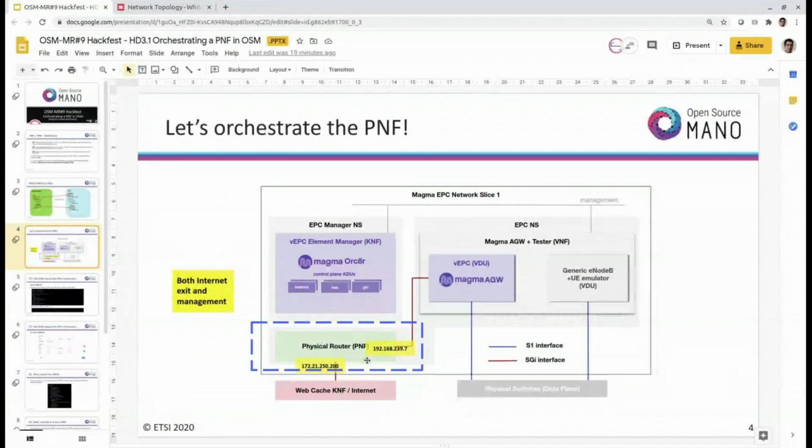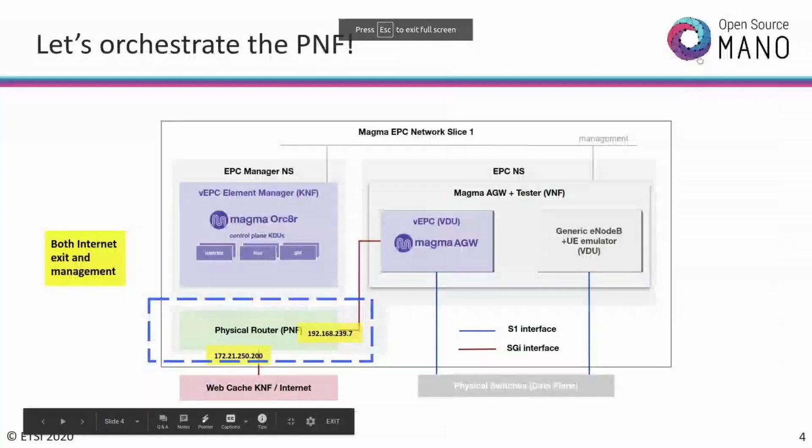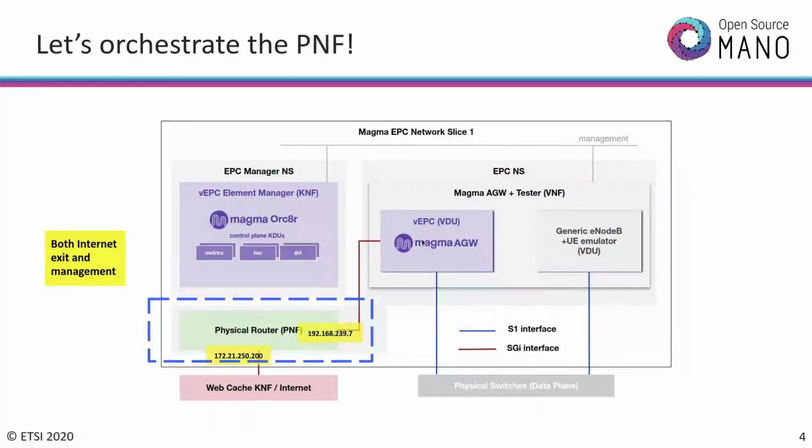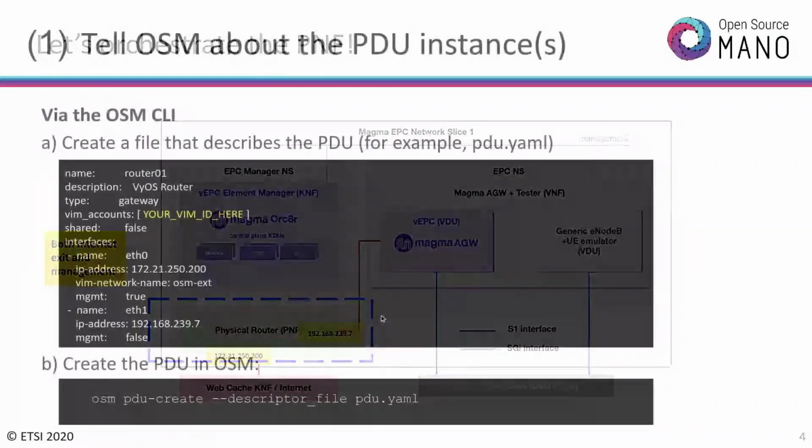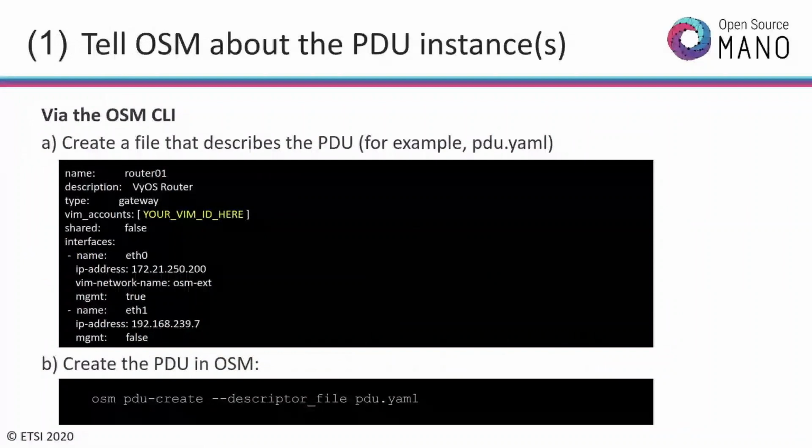You just need to create an instance, a logical representation of this router so that it can be included in your network service. And this Magma VNF and this PNF will build a network service together. So what you need to do, you can do this through the dashboard or through the CLI. I have not personally tested this in the new dashboard, so you're welcome to do that and share the results.